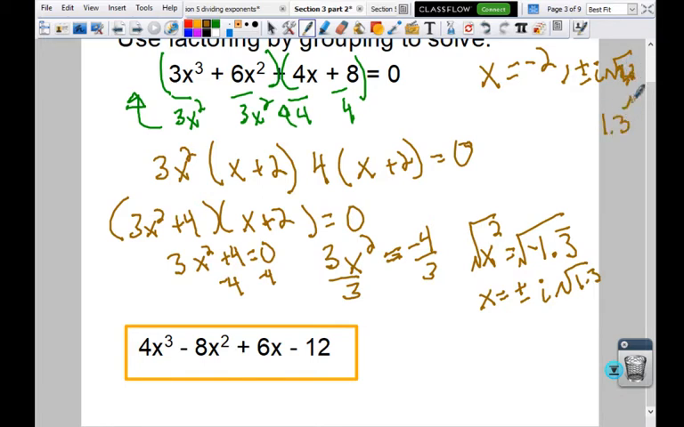Would you divide? That's 1.3 up there. That's terrible.